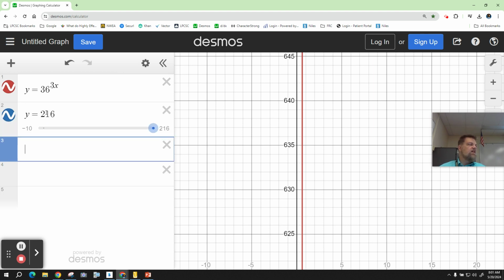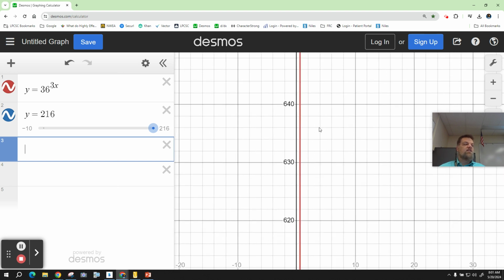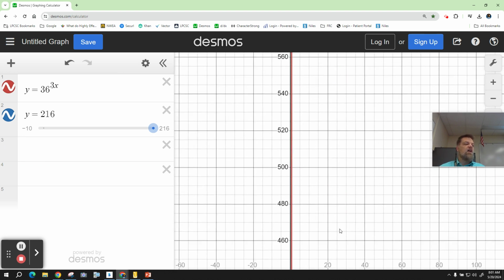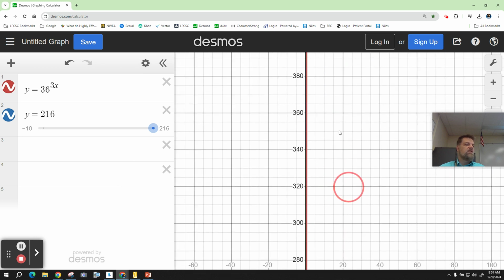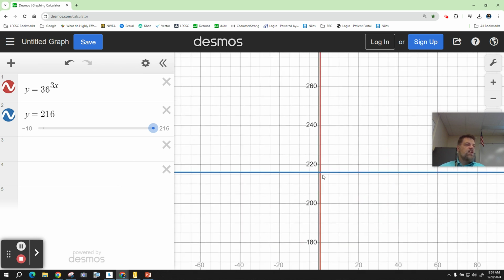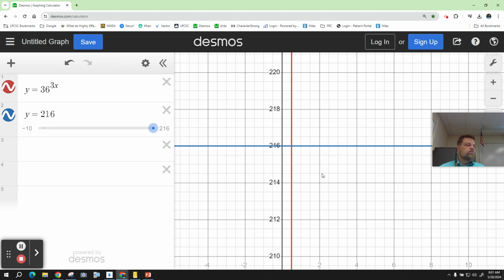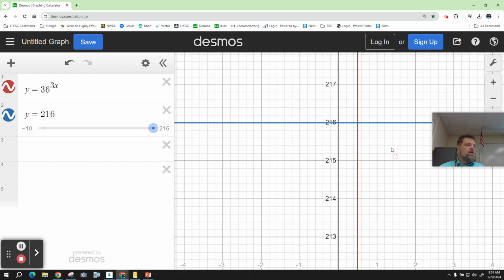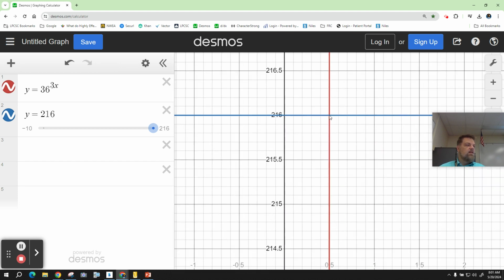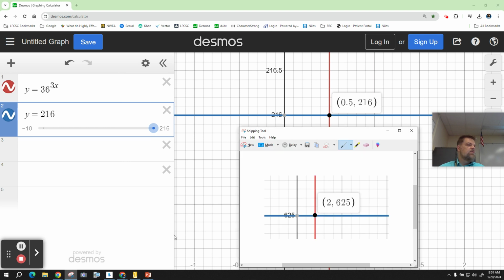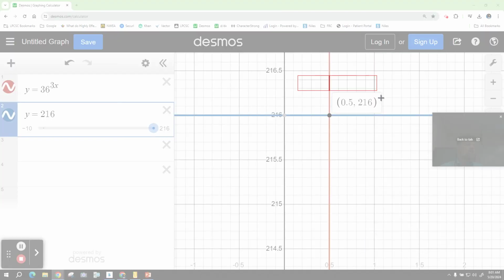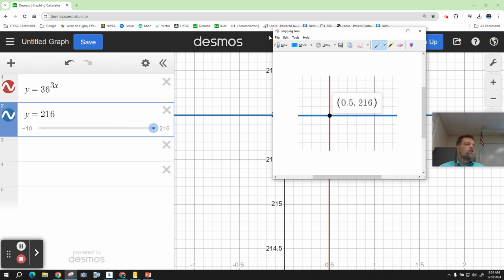Now, the interesting thing about this is, remember, y equals is a horizontal line. So you got to really zoom out and move around, but we're looking for 216, and there it is. So then you would just zoom in, and look at there. What is the x value? 0.5. What's 0.5 as a fraction? 1/2. So that's what we need to do. Always look for that x value.